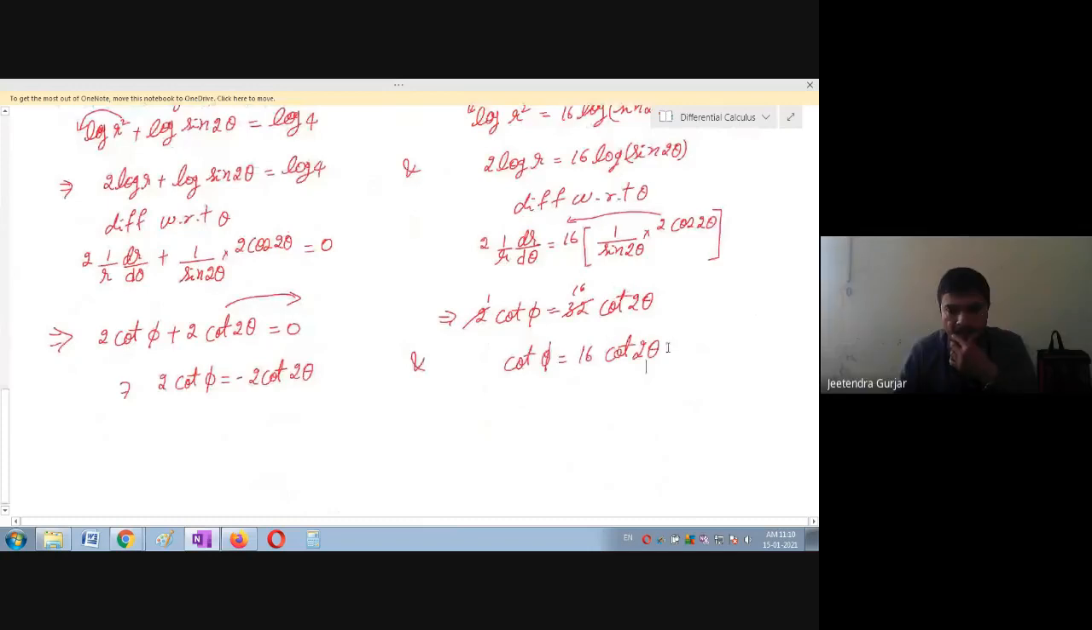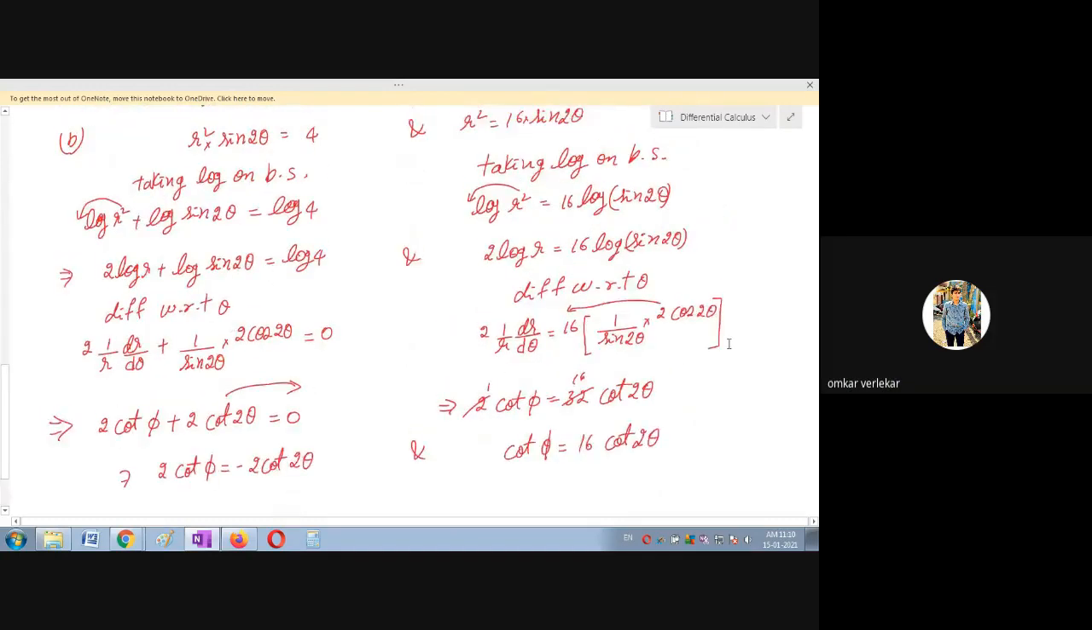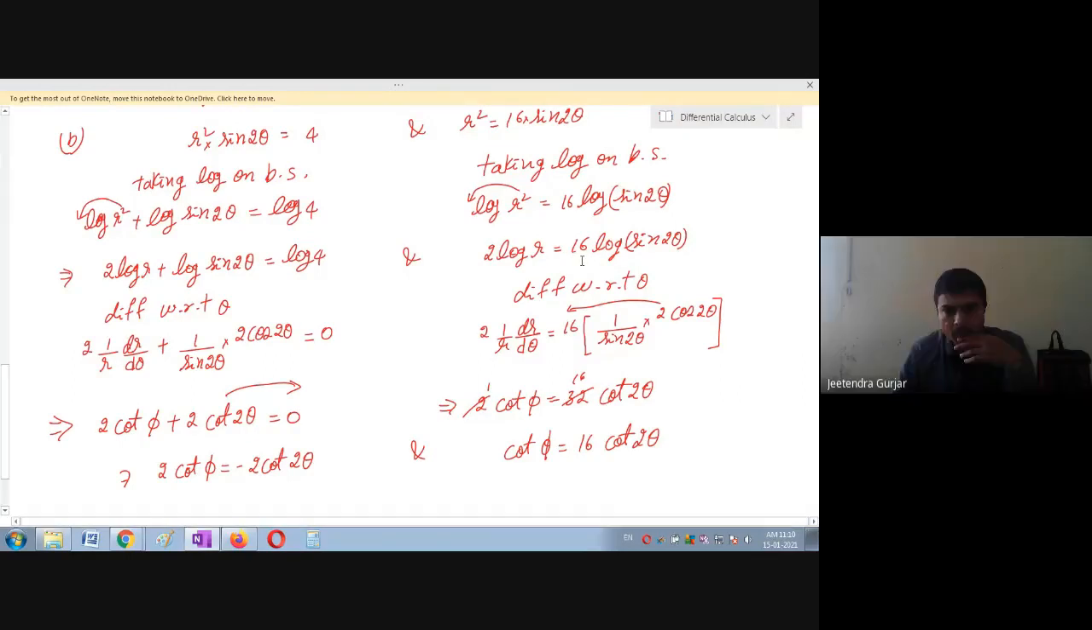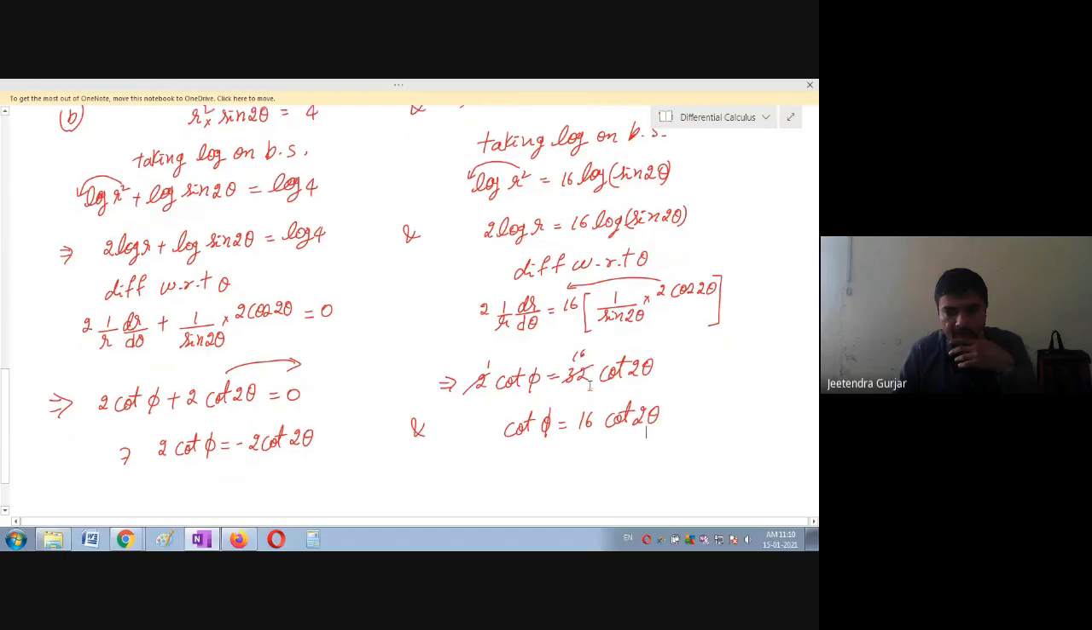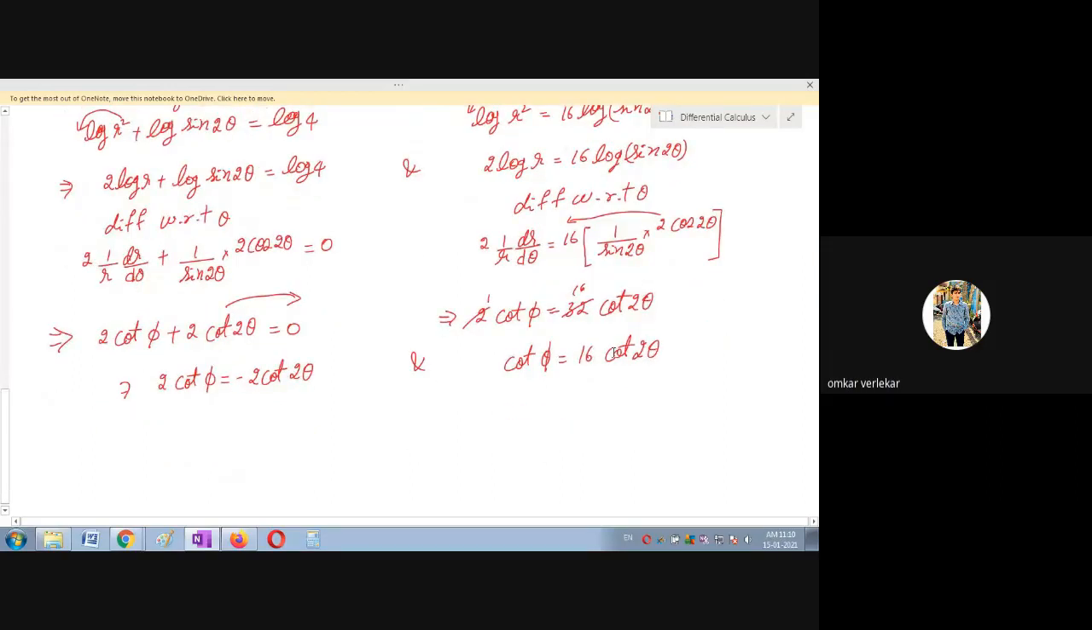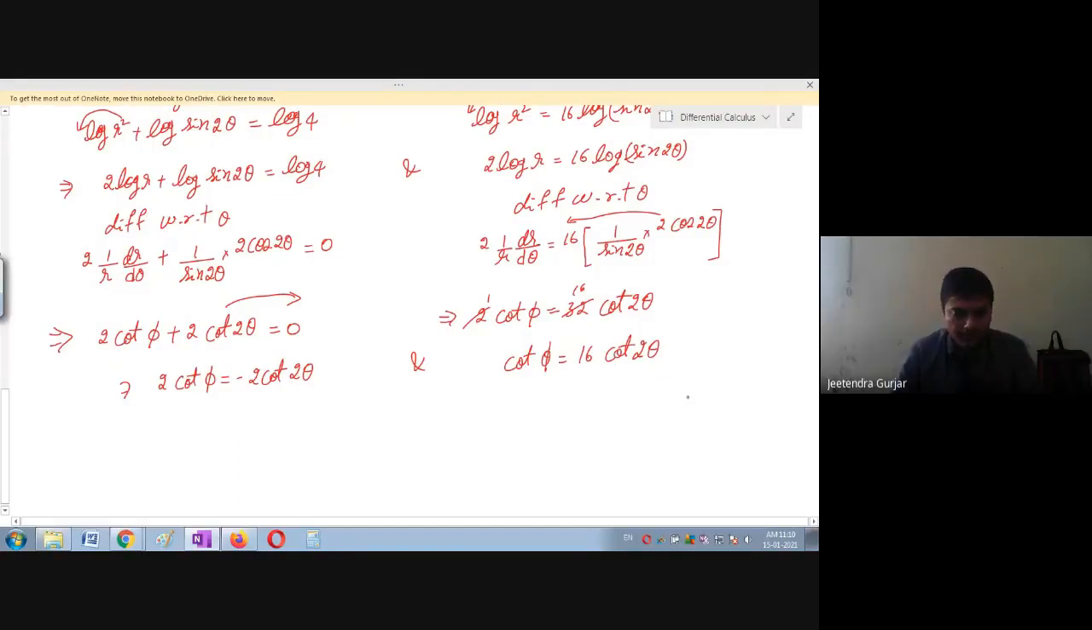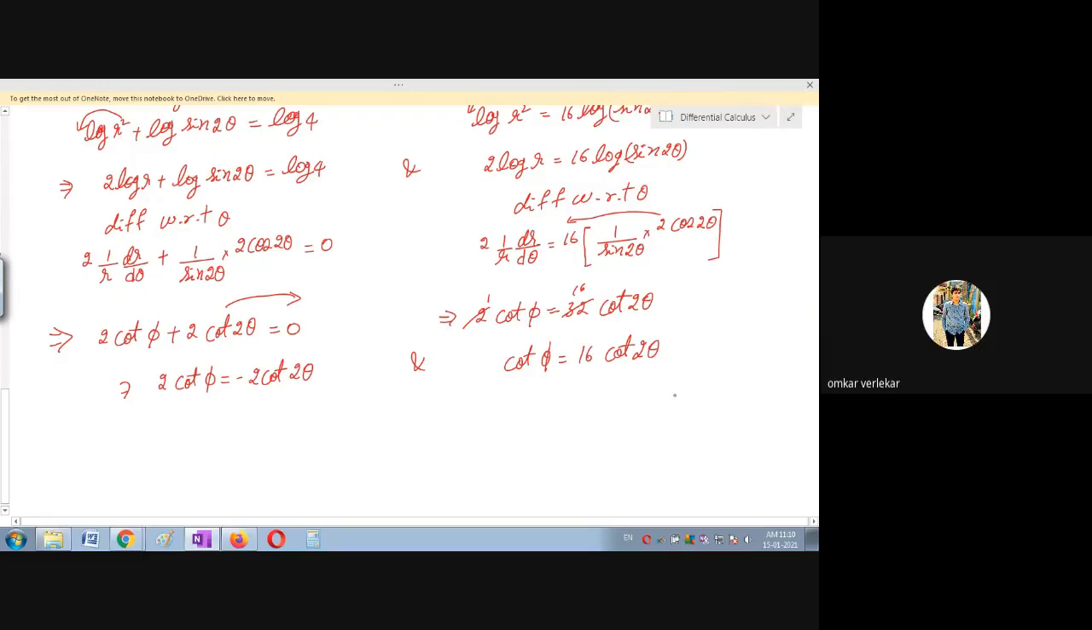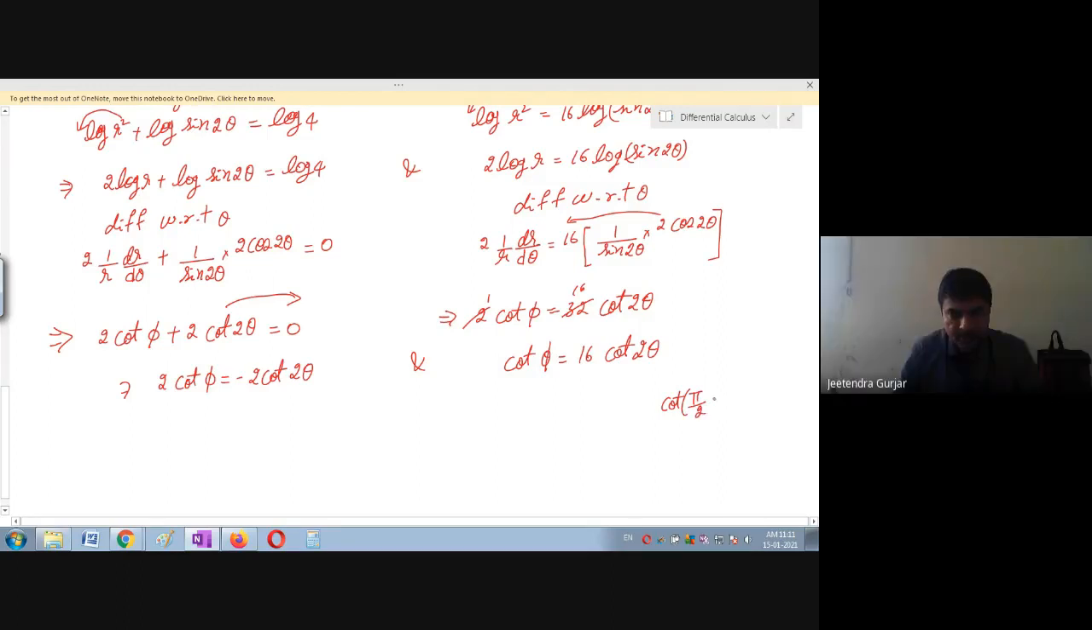Excuse me, sir. Yes, beta. Sir, can we not take that cot 2 theta to the left side and then cancel by 16? Yes, sir, by putting cot phi minus cot 2 theta equals 16, then cancel it. Yes, you are right. So cot phi by 2.